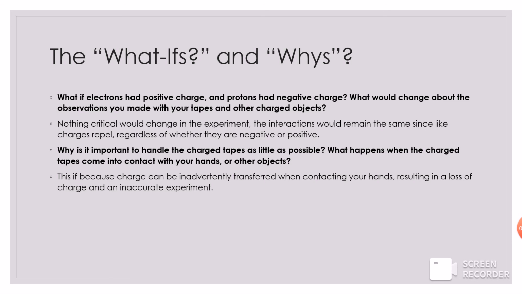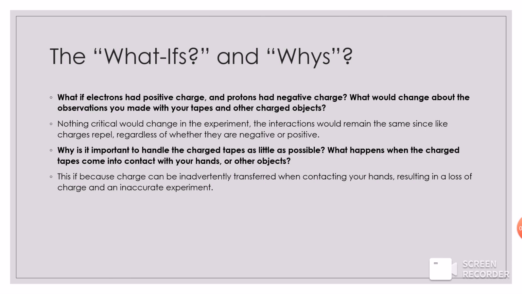So first up, if electrons had positive charge and protons had negative charge, would anything change about the observations or experiment? Simply put, no, nothing critical would change in the experiment. The interactions would remain the same, since like charges repel regardless of whether they're negative or positive.